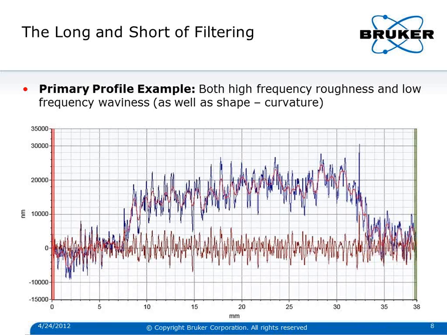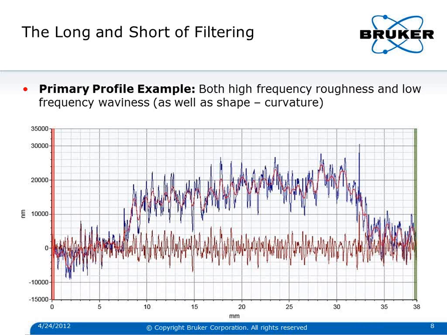So here we look at, there's a red line going across the bottom, which is the roughness data, which has been filtered to remove the shape and the waviness of the data and only look at the high-frequency roughness signal. Then there's kind of a waviness signal that's interspersed in between the primary data that looks at the low-frequency waviness of the surface.